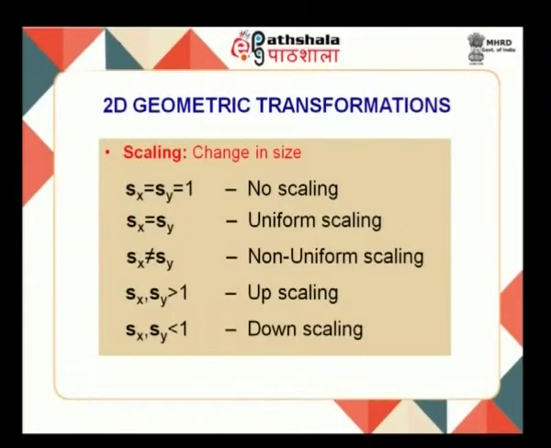When Sx is equal to Sy is equal to 1, it is no scaling. As I said, when the scaling factors are 1, there is no scaling. So, the object remains as it is. When Sx is equal to Sy, it is called uniform scaling. Sx not equal to Sy, non-uniform scaling. And when the values of both Sx and Sy are greater than 1, it leads to a scaled up object, an increased size object of a bigger size, and Sx, Sy less than 1, it is called downscaling.